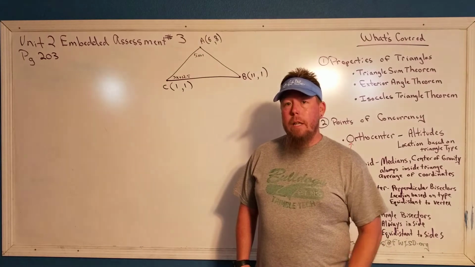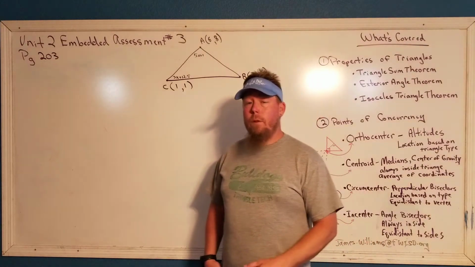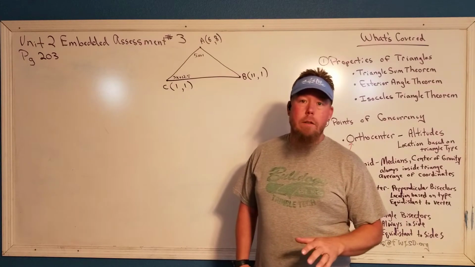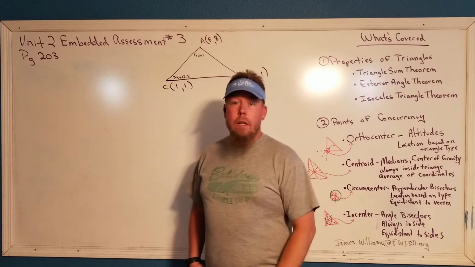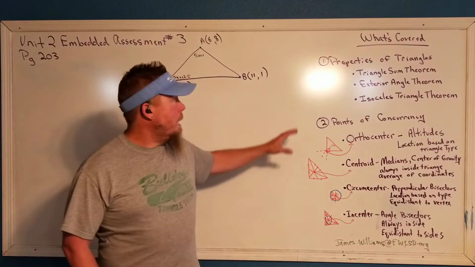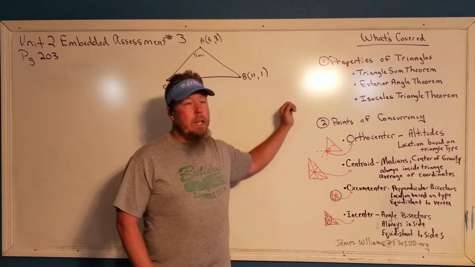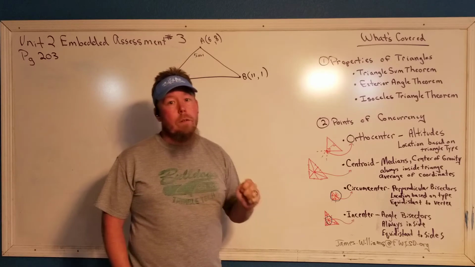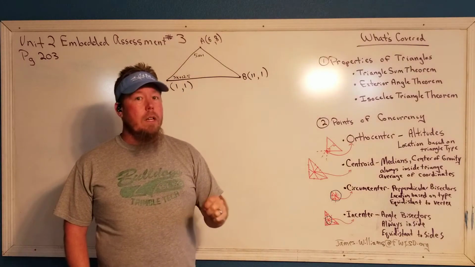This particular embedded assessment comes at the end of Unit 3, so it's actually covering the activities that came right before that, and so I wanted to cover that material first to make sure we know what we're talking about before we get to the actual activity. The two main topics that were covered prior to this embedded assessment are properties of triangles and points of concurrency. So I wanted to run through what those were really quick for you to make sure nobody's lost.